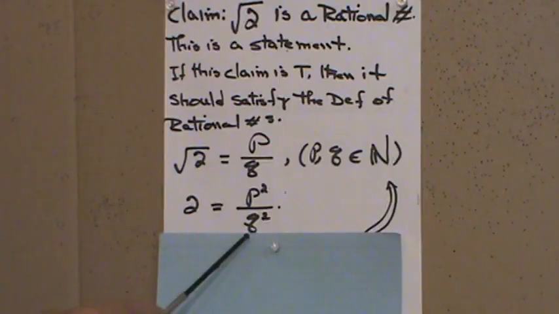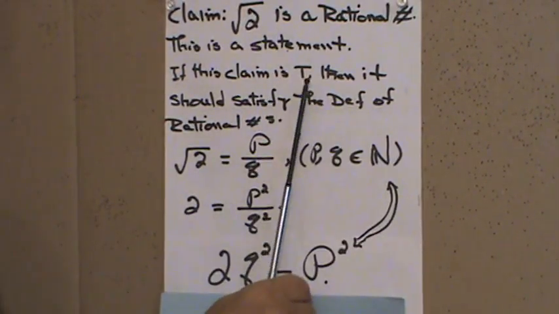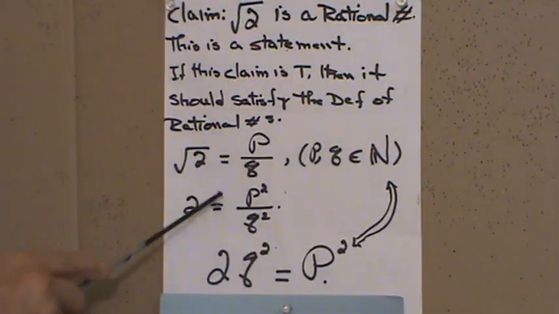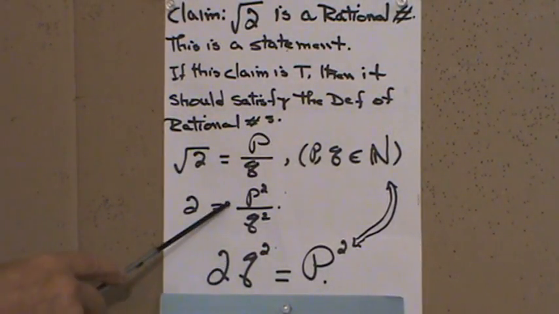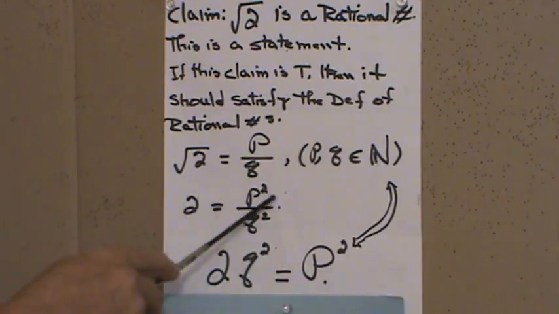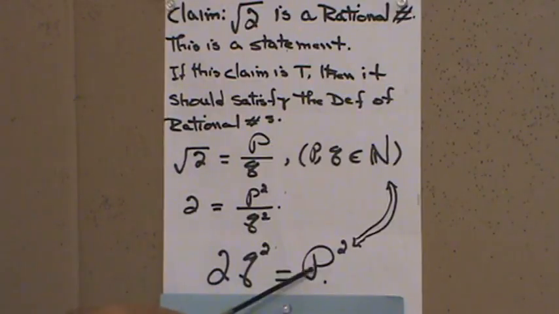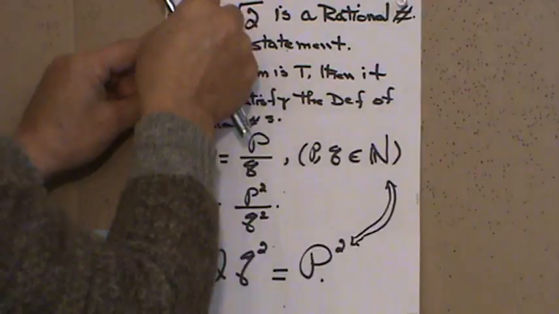Now, we multiply both sides by q squared. We get another equivalent. So this is equivalent to this, is that right? And this is equivalent to this, therefore this is equivalent to this. So this all is equivalent to this. Now we are going to analyze and discuss this from the point of view of reason and logic. So let's see now what we can come up with.